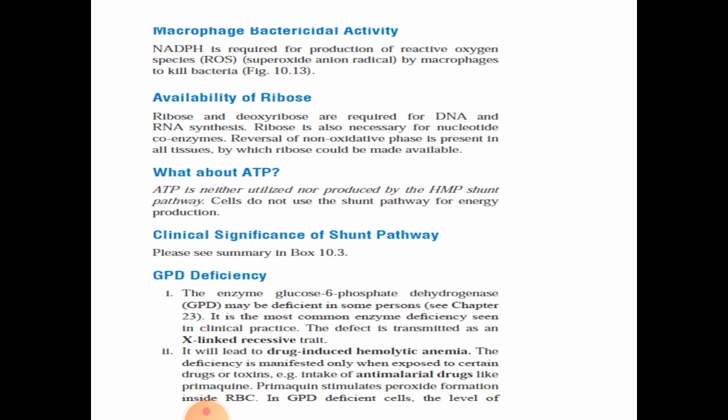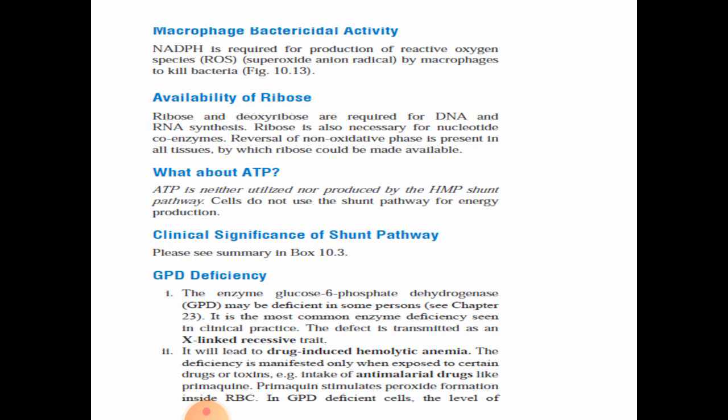Ribose and deoxyribose are required for DNA and RNA synthesis, and ribose is also necessary for the nucleotide coenzymes. By the reversal of the non-oxidative phase, present in all tissues, ribose can be made available. In the HMP shunt pathway, one of the main significances is that ATP is neither utilized nor produced. So during the shunt pathway, energy is not utilized, and cells do not use the shunt pathway for energy production.